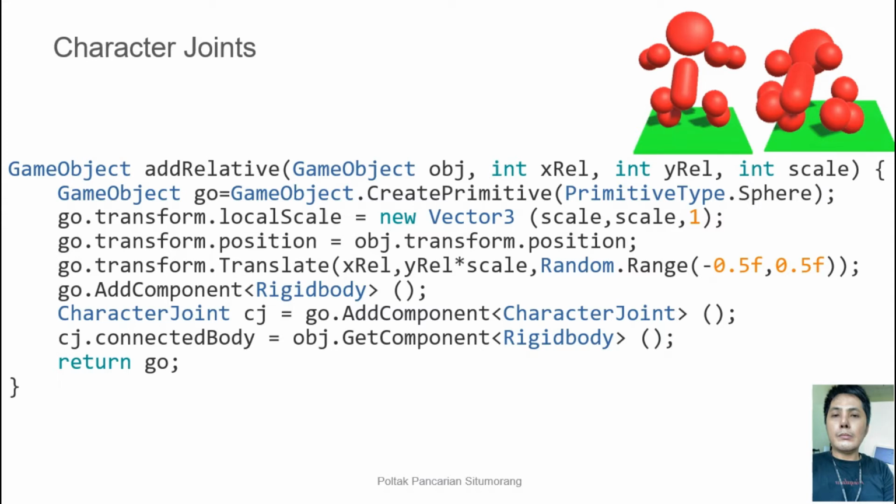Some random Z translation is included to allow the ragdoll to collapse differently each time. We add a rigidbody component to apply physics. Finally, we attach the new sphere to the original, for example the capsule body, using a character joint. Run and watch the ragdoll collapse.